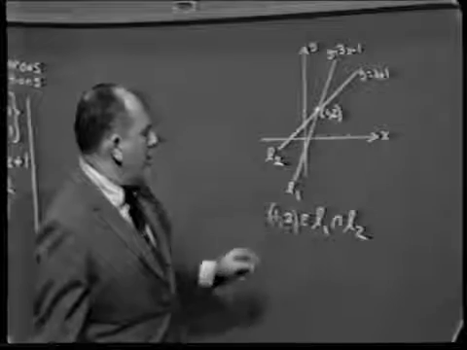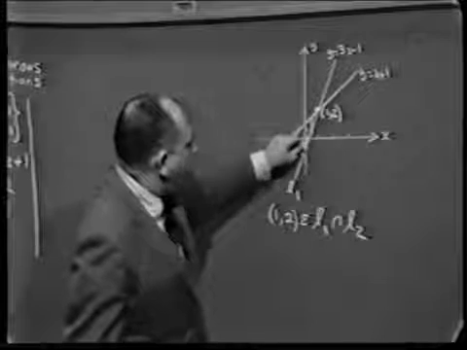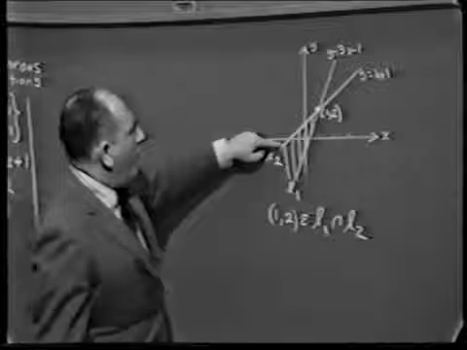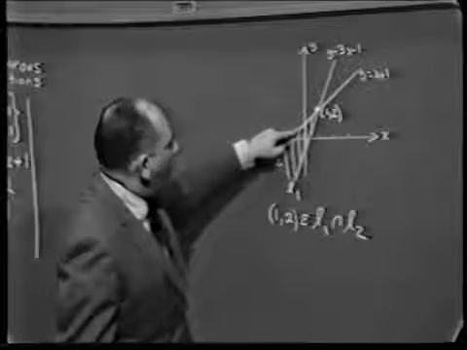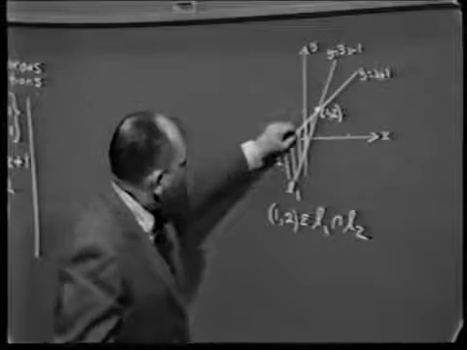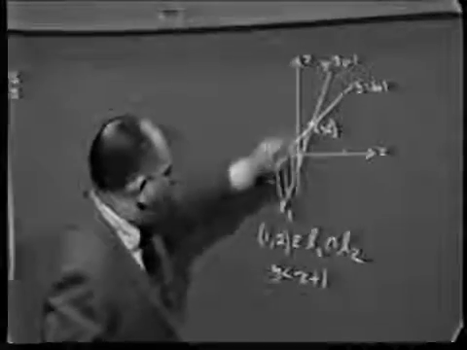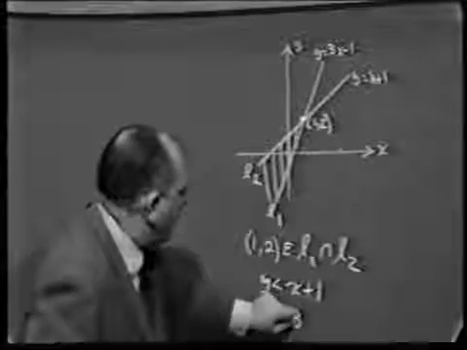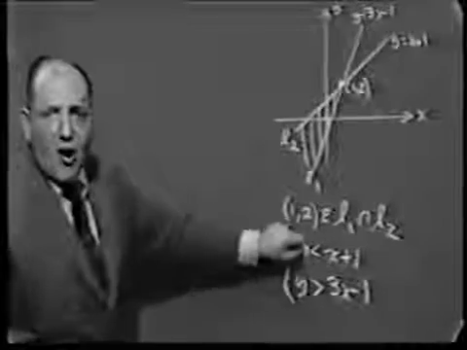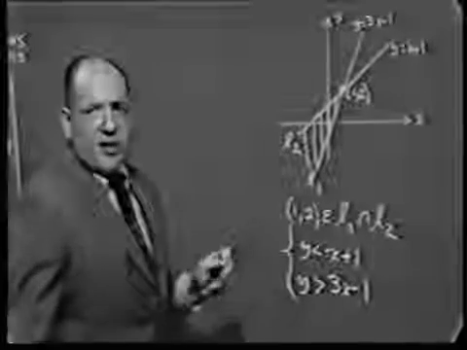Notice also how much mileage I can get out of the geometric picture. For example, this region here has a very nice geometric interpretation. It's a set of what? All points which are below this line and above this line. To be below this line, y must be less than x plus 1. And to be above this line, y must be greater than 3x minus 1. A pair of simultaneous inequalities, which may not be that easy to handle, are very easy to handle in terms of regions in the plane.